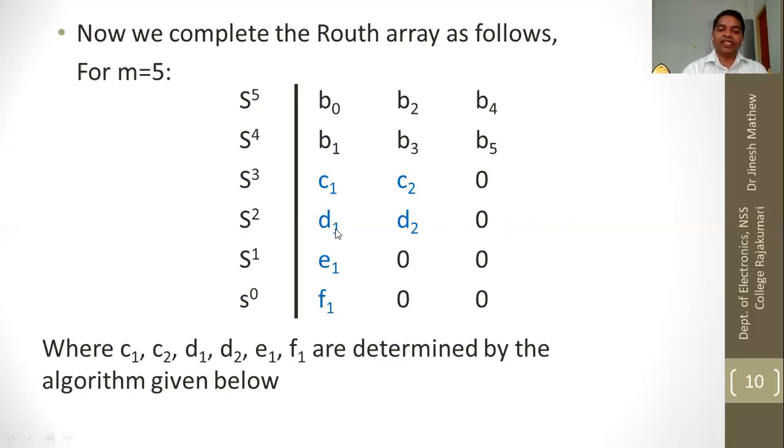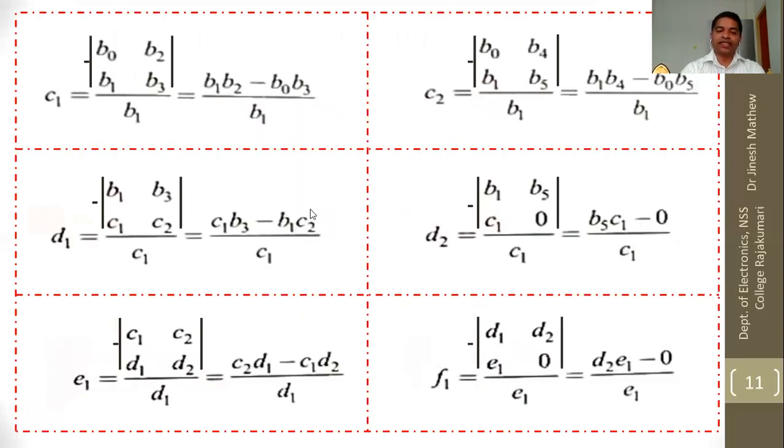What is E1? E1 is calculated from the previous two rows. So it is D1 C2 minus C1 D2 divided by D1. What is F1? F1 is E1 D2 minus 0 divided by E1. So we get all the coefficients of the root array and we complete the root array as this. So that procedure is described here.